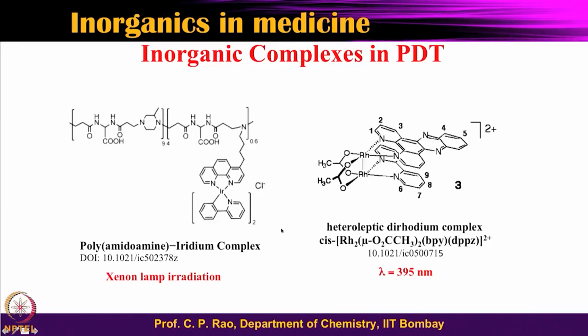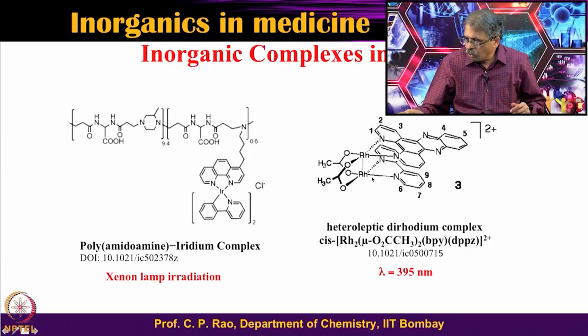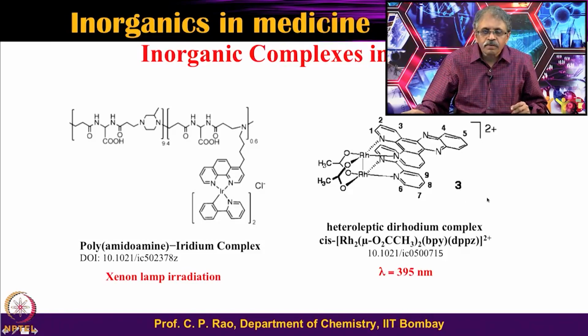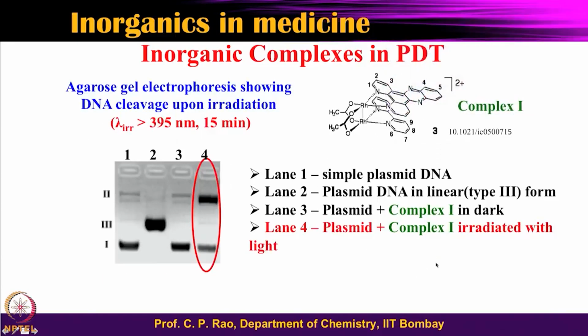Now, 2 more compounds are shown over there, the iridium and rhodium. It is a mononuclear, it is a dinuclear kind of thing. So, you have attached all this amidoamine iridium complex, and this is a heteroleptic dirhodium complex. And this can be excited by the xenon lamp, this can be by 395, which is more or less at the beginning of the visible or at the end of the UV light radiation. So, you have seen how these things happen.